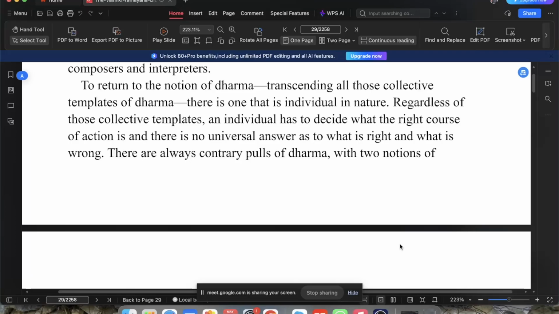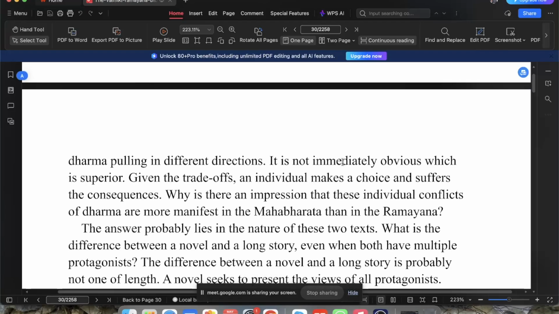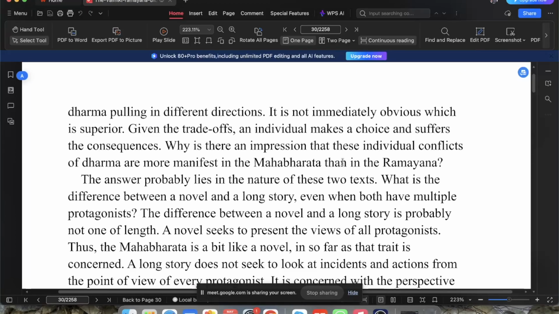So regardless of these collective templates, an individual has to decide what the right course of action is, and there is no universal answer as to what is right and what is wrong. Right? So there are always contrary poles of dharma, with two notions of dharma pulling in different directions. It is not immediately obvious which is superior. Given the trade-offs, an individual makes a choice and suffers the consequences.